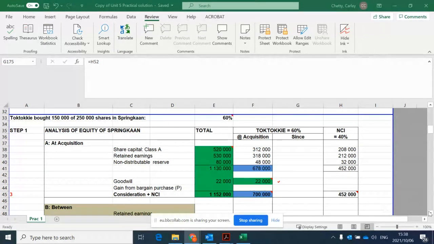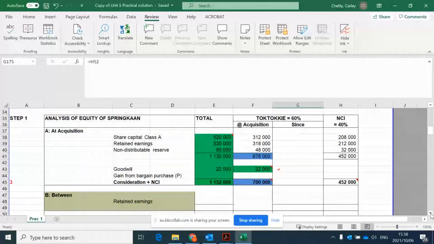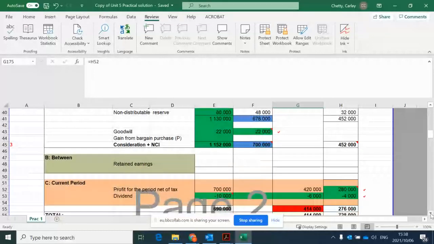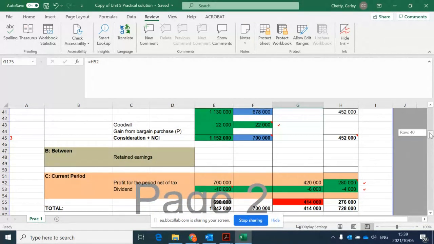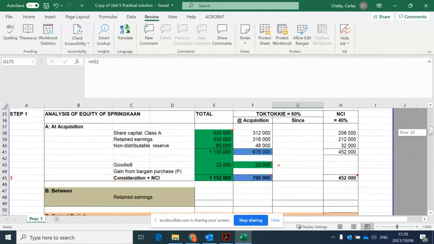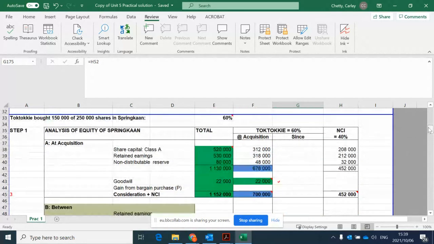So remember, this can be broken down into three parts. It can be broken down into part A, at acquisition, and then part B, which is the time after acquisition before the current year. Then we'll have part C, which is the current period. Okay, so in today's lecture, we looked at the period between and we saw how to calculate retained earnings for that period. But for this question, it just focuses on current year acquisitions. Okay, so we have to do the analysis here.